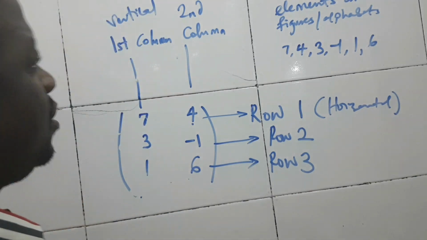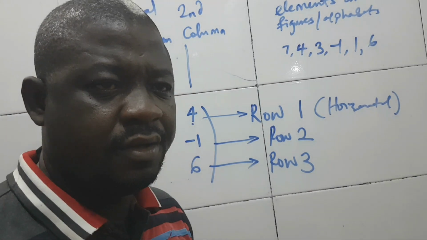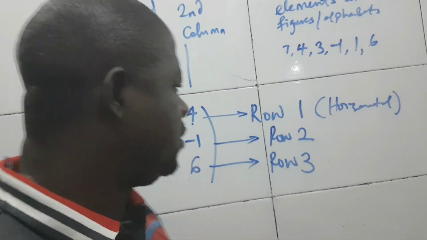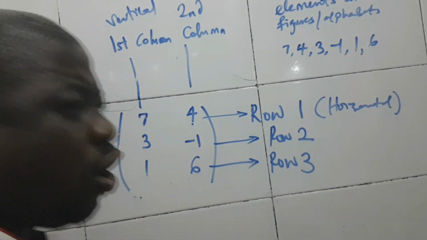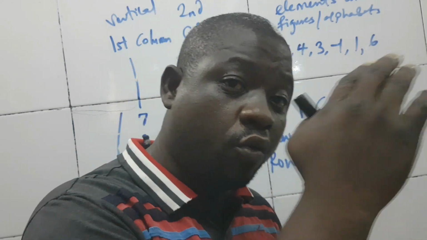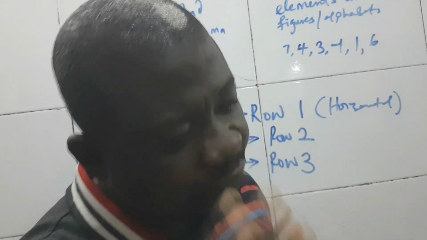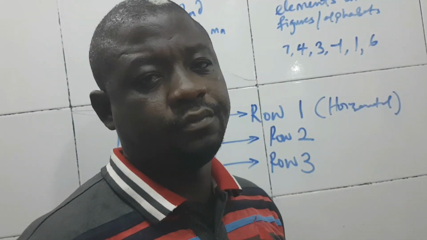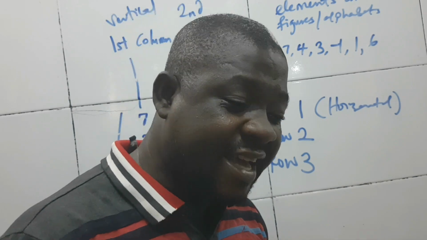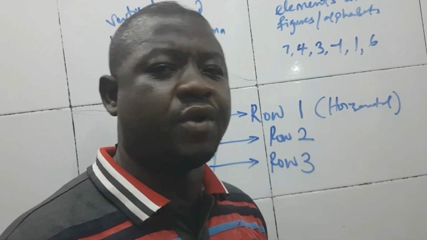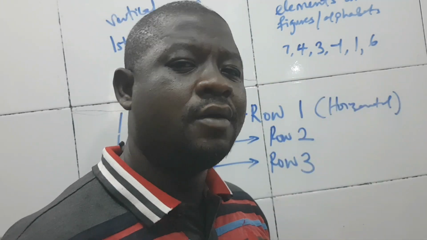Next thing I want to talk about is now the order. And how do I name matrix order? Very simple. You call the row. You take the row first before the column. I repeat, you take the row first. You call the row first before the column.